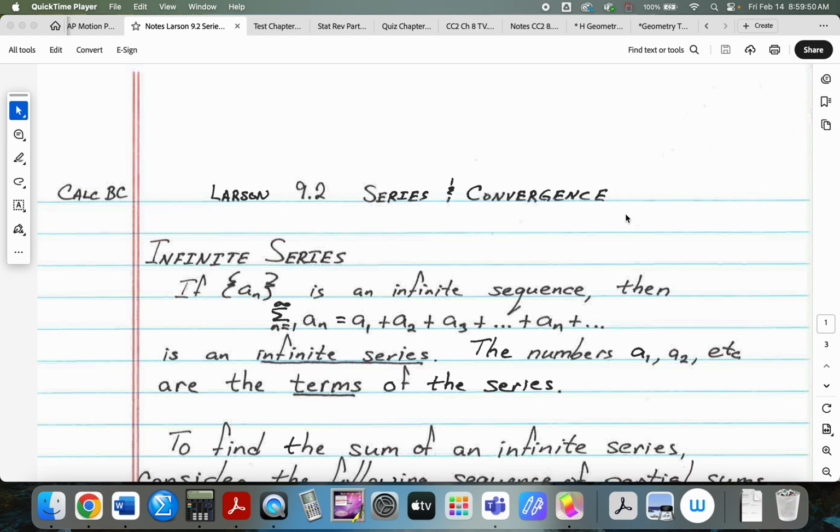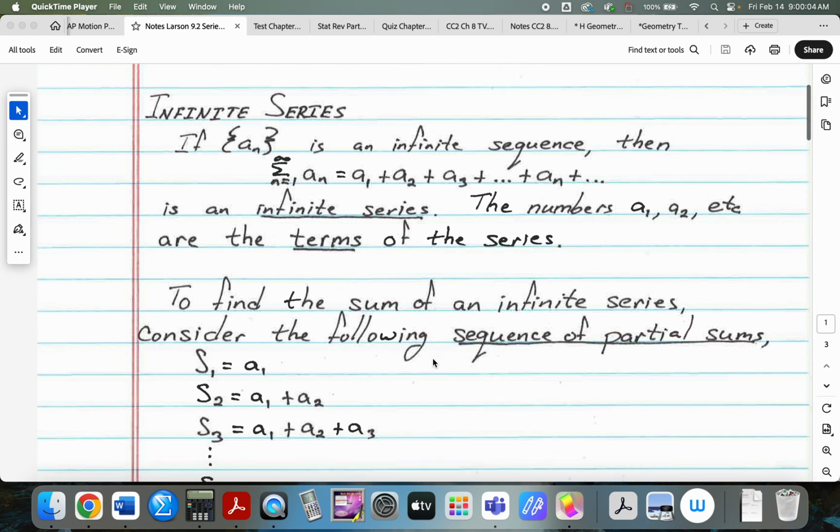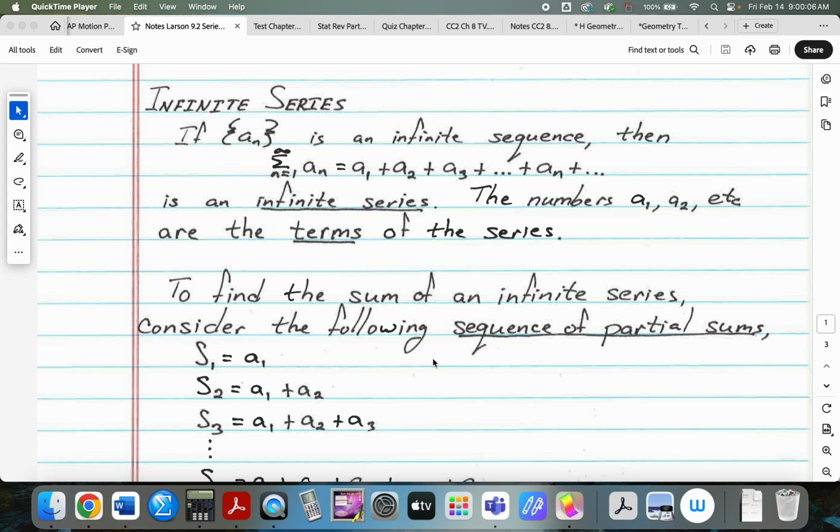So anyway, today we're going to start series. You might be wondering why we're starting in section 9.2 instead of 9.1. 9.1 of Larson is sequences, which we have done already. Okay, so infinite series, hopefully you looked at these at least a little bit in pre-cal.